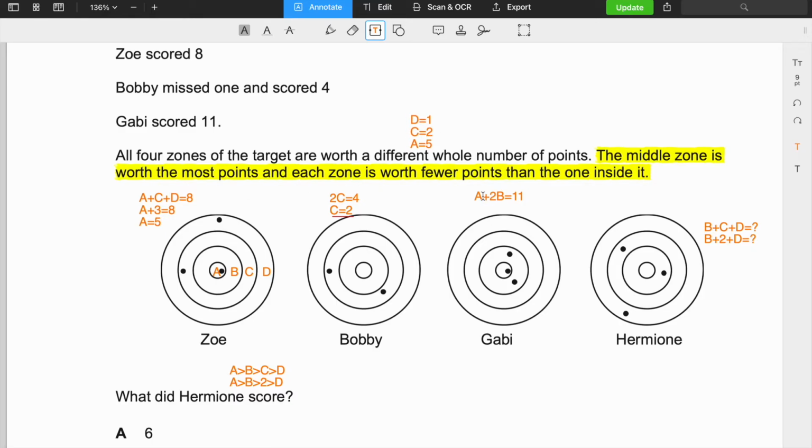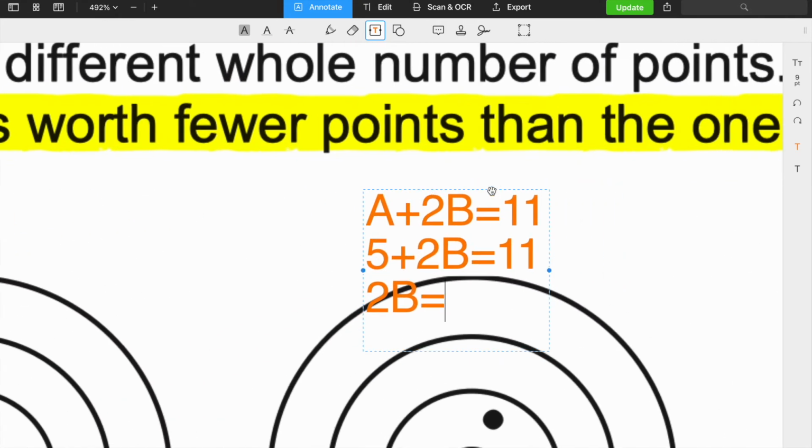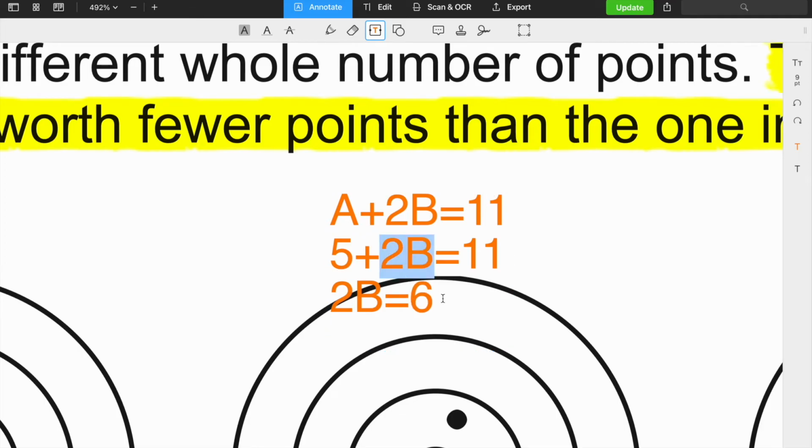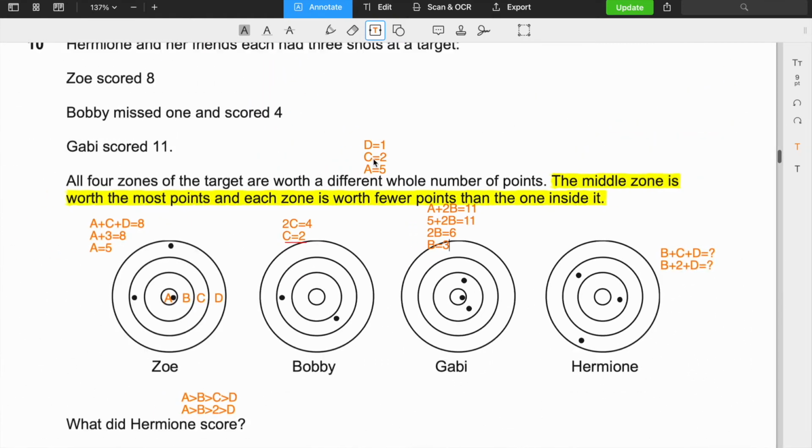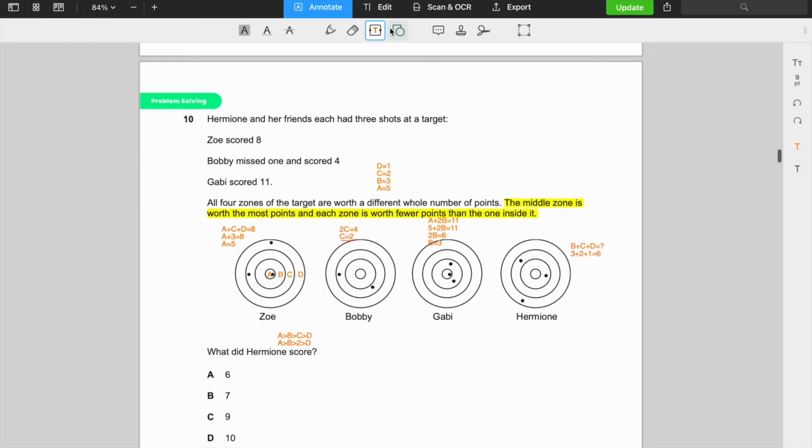And then we can plug that into the formula for Gabby. So instead of A, we can write 5. 5 plus 2B equals 11. So 2B equals 11 minus 5, which is equal to 6, right? So therefore, B equals 3. Okay, so these are the formulae that we've come up with. We worked out the values of everything. So now we can work out what Hermione got. Hermione got B plus C plus D. B is 3, C is 2, D is 1. 3 plus 2 plus 1 equals 6. So what did Hermione score? Hermione scored a 6. Done.